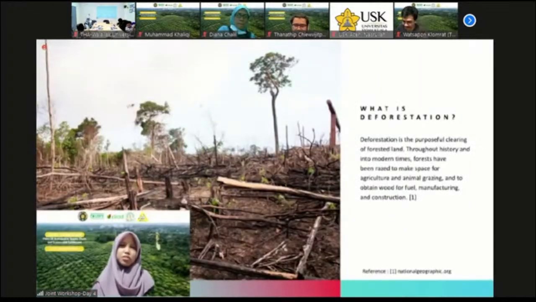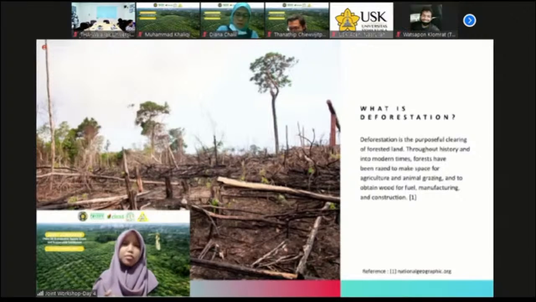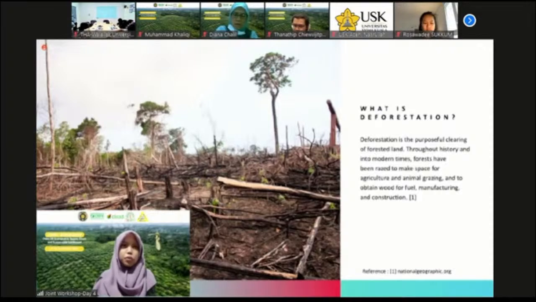Okay, let's start to discuss. What is deforestation? Deforestation is the clearing of forest and forest land with a purpose. There are so many factors that cause deforestation. The first may be the clearing of land for agriculture, raising animals, as well as obtaining wood for fuel, for manufacturing, and also for construction.